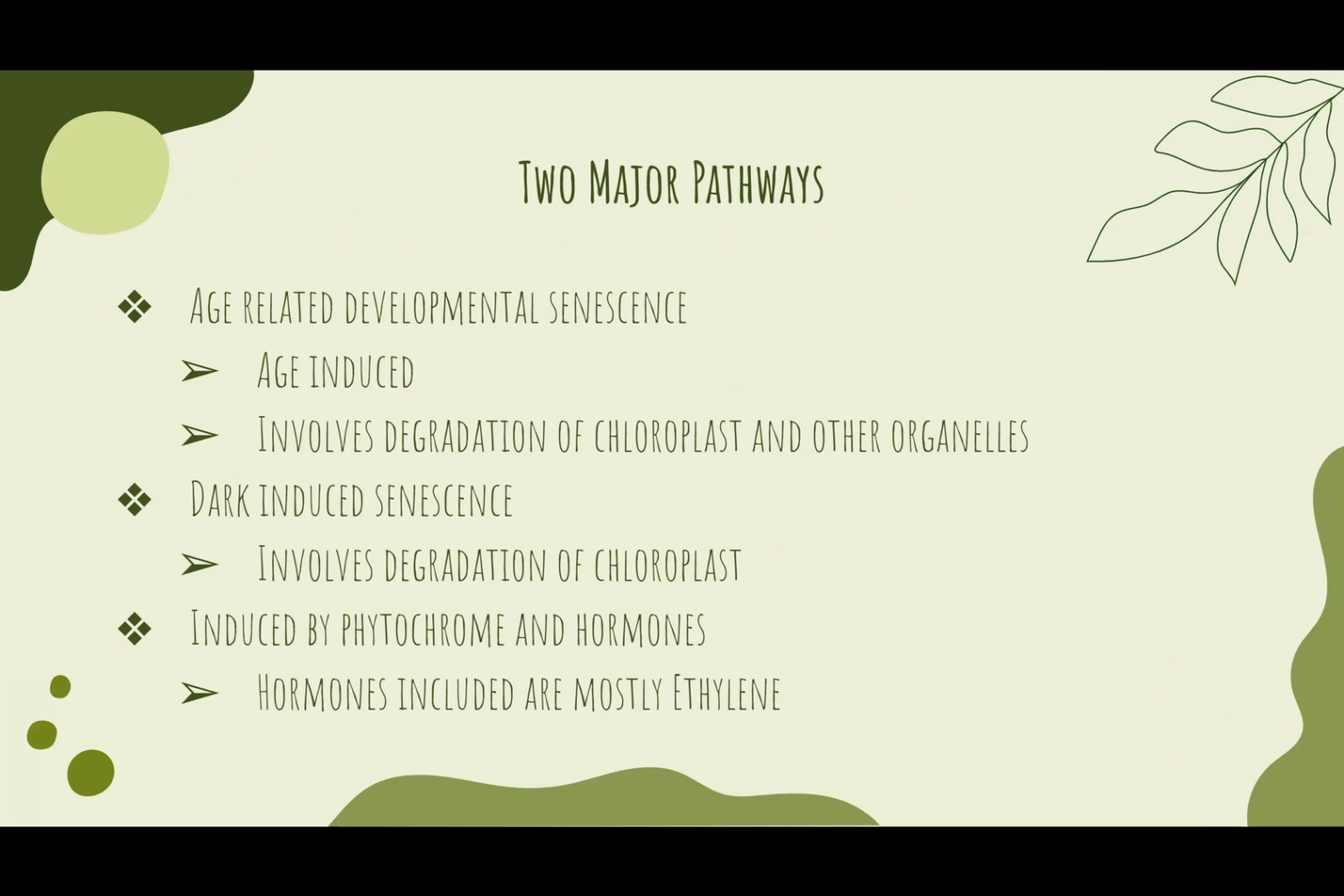The first pathway is the age developmental senescence. This is age-induced and involves degradation of chloroplasts and other organelles in the cell. The other pathway is the dark-induced senescence, which also leads to chloroplast degradation. Both of these pathways are also induced by phytochrome and hormones.